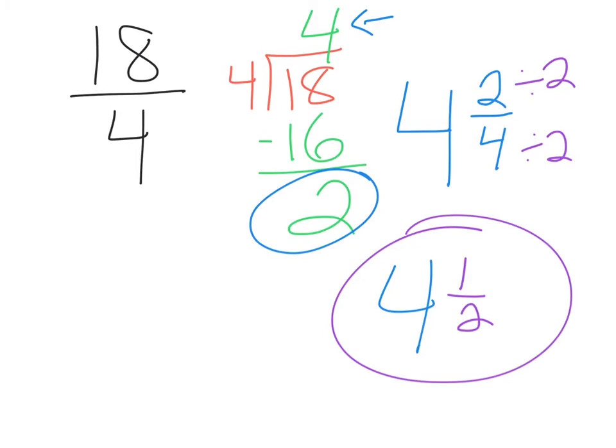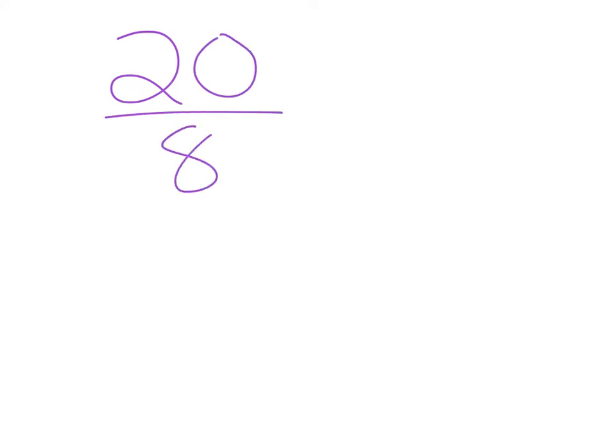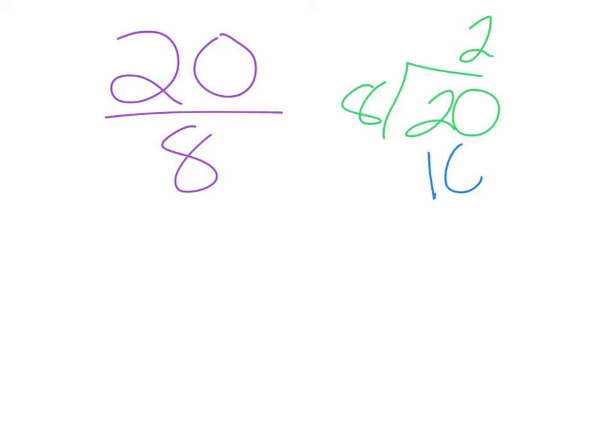Let me give you another one similar to that. Let's try 20 over 8. Let's see, this should work. So when I'm reducing this, again, taking 20 divided by 8, we know 8 goes into 20 how many times? Only twice, since 2 times 8 gives me 16. That gives me a remainder of 20 minus 16 is 4.